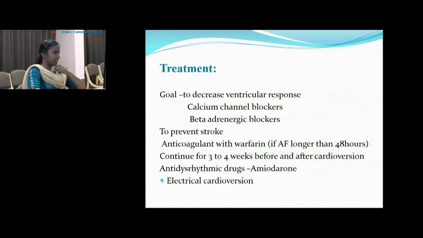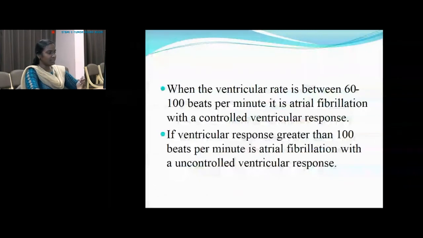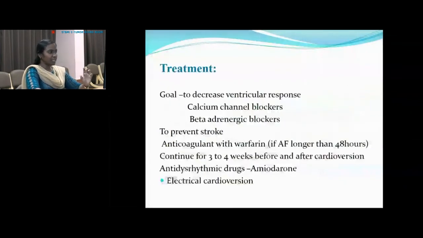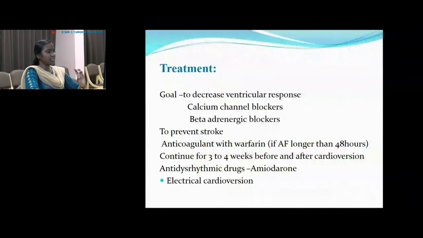Treatment. Sorry. There are three goals in this treatment. First, if it is under controlled ventricular response, then nothing needs to be done to decrease the ventricular response. The only thing is that the tachycardia, the fibrillation, should be corrected, and other supportive medication should be given. And the second one: if the ventricular response is greater than 100 beats per minute, then our priority goal must be to decrease the ventricular response. The ventricular response can be decreased by medications called calcium channel blockers and beta adrenergic blockers, which can be given to reduce the ventricular response.